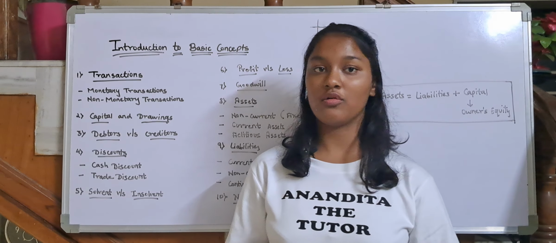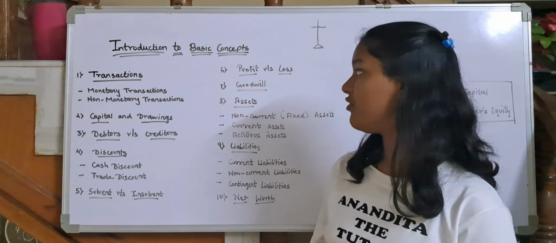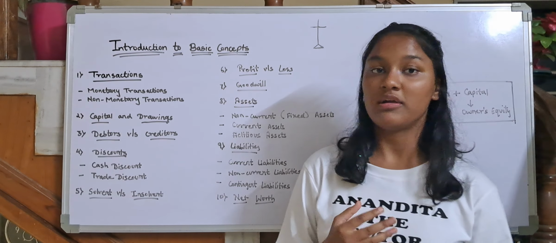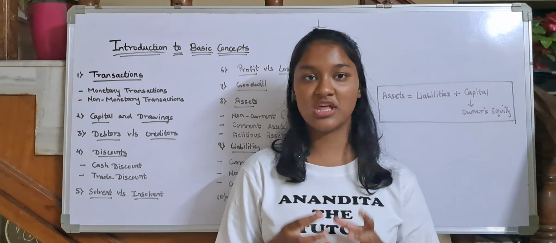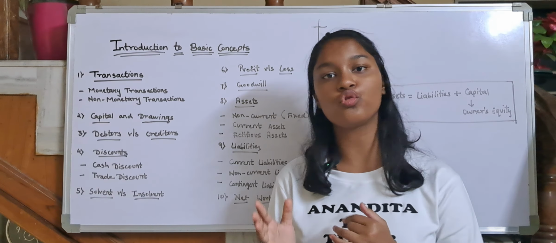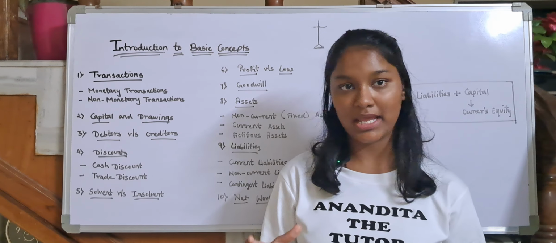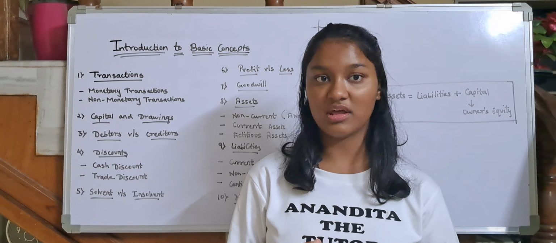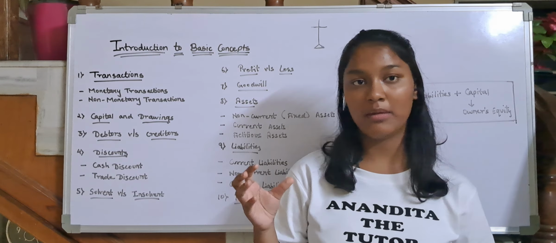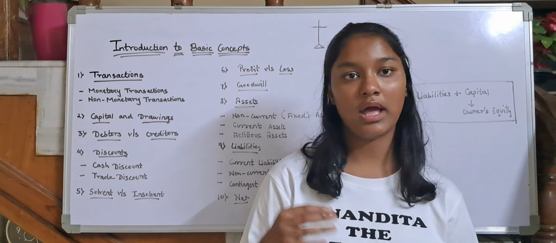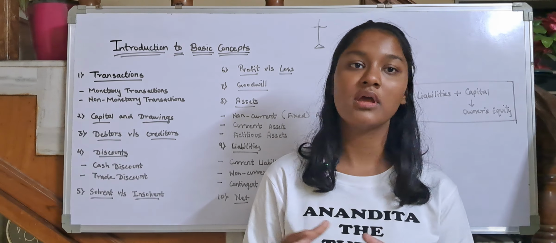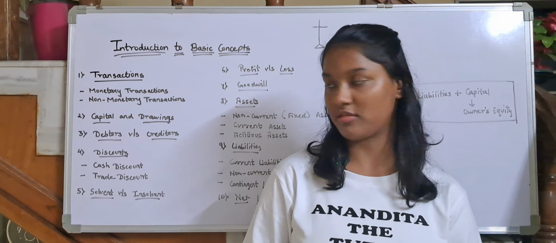Okay. So we'll start. The first concept is transactions. So what are transactions? A transaction is basically an exchange of goods or services between two people. A buyer and a seller have an exchange of goods and services, right? I buy goods from the shopkeeper and I give money to the shopkeeper. It's a transaction because there's an exchange of goods and services.